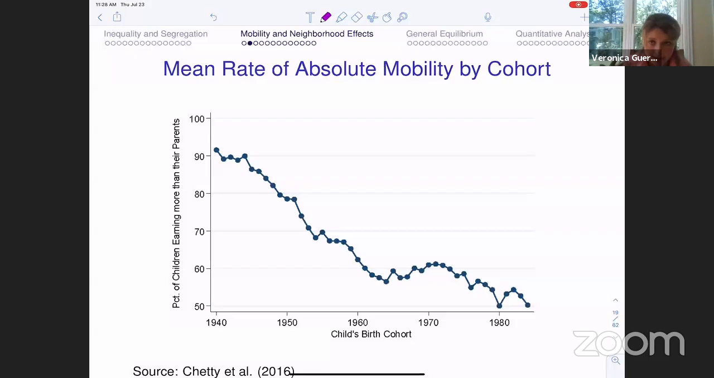This is, as I mentioned before, the mean rate of absolute mobility by cohort, which means the percentage of children earning more than their parents by cohort. This is for the children that were born in 1940, averaging on them. This is children born in 1950 and so forth. And so you can see that you go from more than 90% to roughly 50%. So there is a big decline over this period, overall from 1940 to 1980, and there is a clear decline here at the end as well.